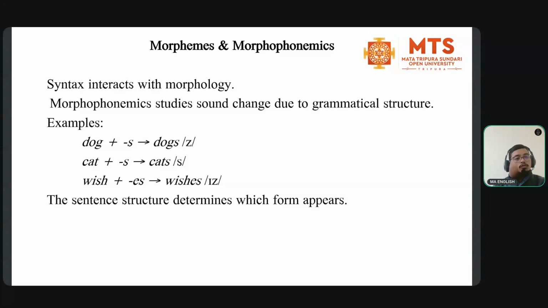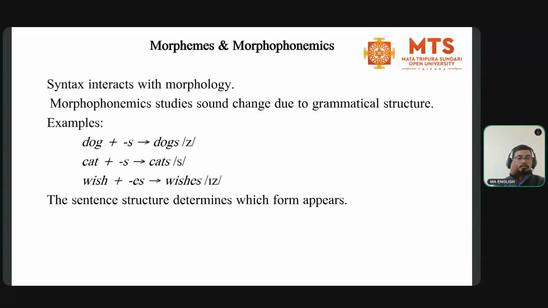So now we move to morphophonemics. Morphophonemics studies how the form of the morpheme changes depending on its grammatical environment. In simple words, it explains why the same morpheme sounds different in different contexts. Let us look at some examples.